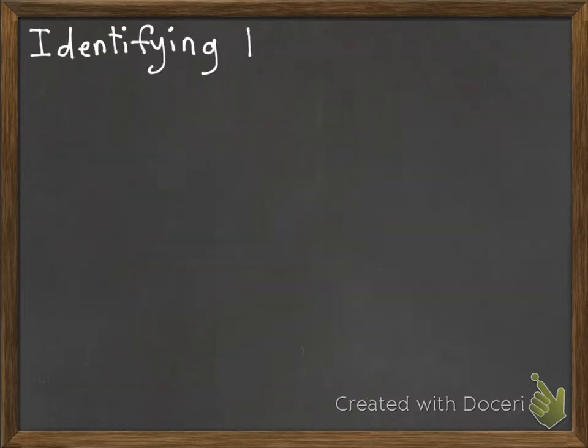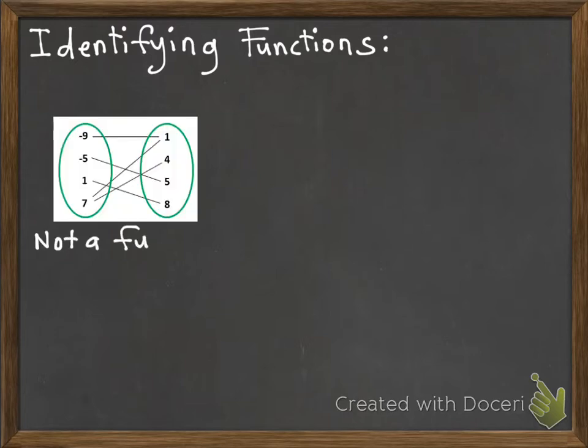We can identify whether or not a table or a relation or a graph is a function by checking to see if each input has one output. This relation maps the x values on the left to the y values on the right, and it's not a function because you can see that when we input 7, we have 2 outputs, 1 and 4. The lines connect an input on the left to an output on the right.